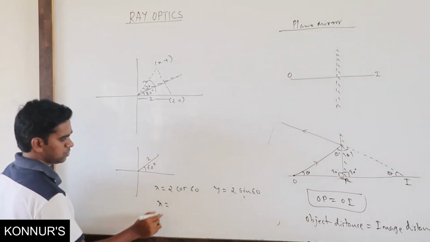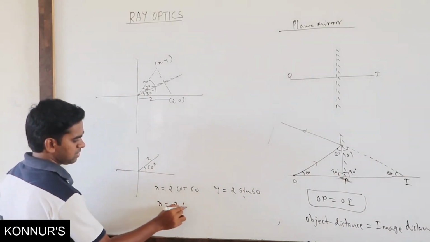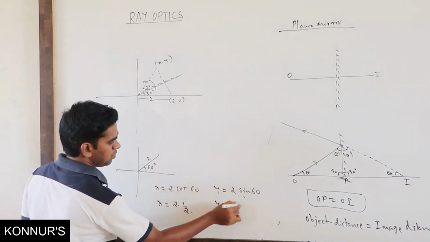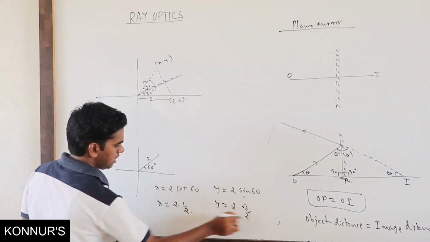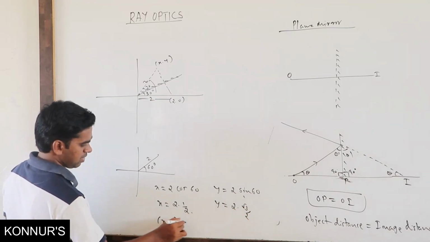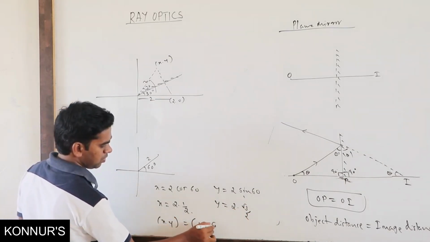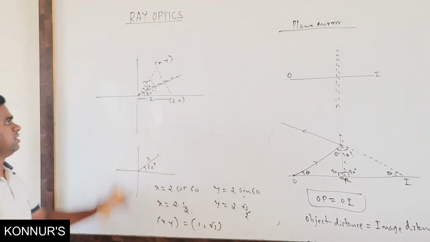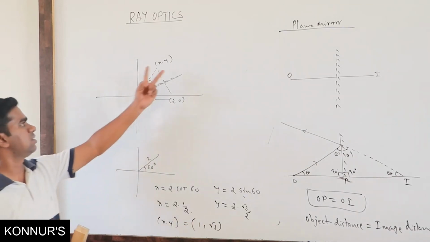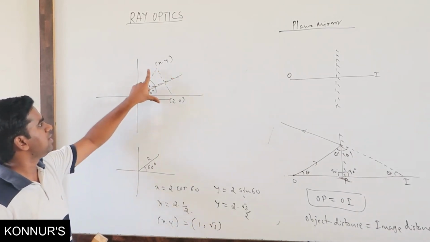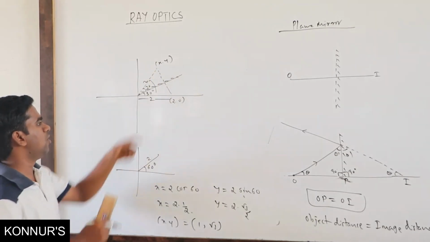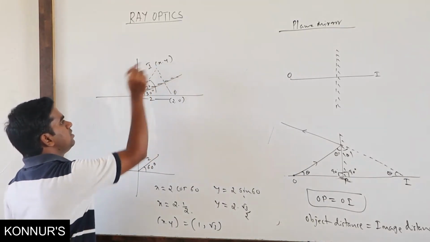So x equals 2 cos 60. Cos 60 is 1 by 2. y equals 2 sin 60, and sin 60 is root 3 by 2. So your x comma y is going to be (1, root 3). This is how you can calculate the x comma y here. Again, you may also calculate the distance between object and image.